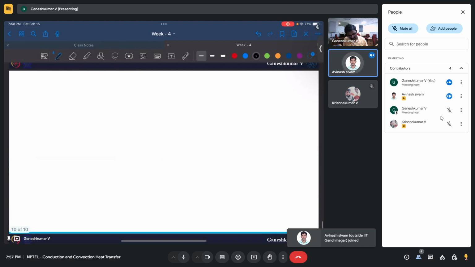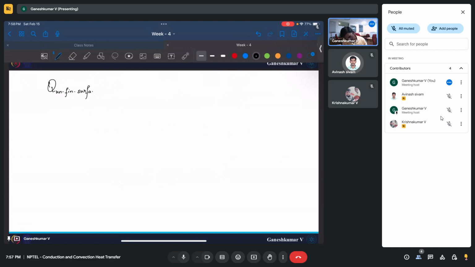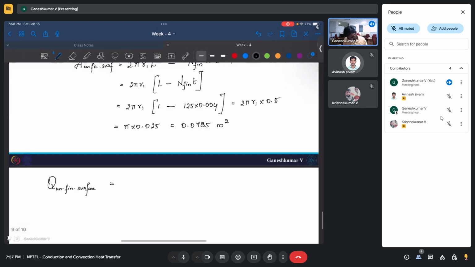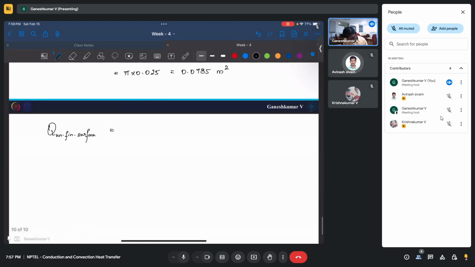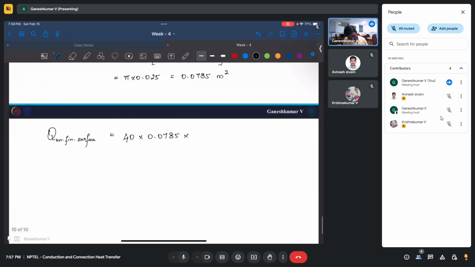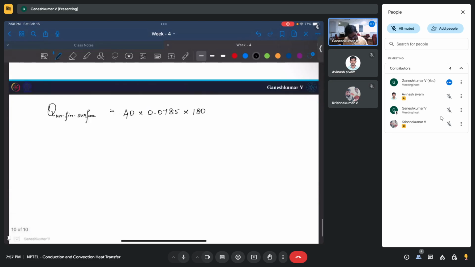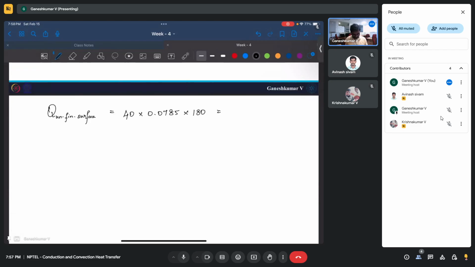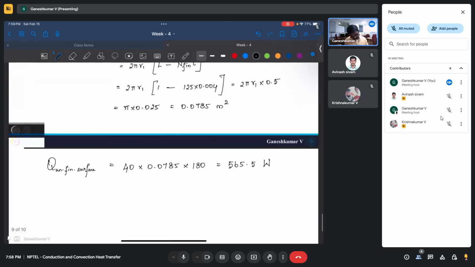So if I substitute them here, Q unfinned surface is going to be simply h, which is 40, times the area of the unfinned surface, which is 0.0785, which we just calculated, multiplied by theta b, which is 200 minus 20, 180. So this corresponds to some 565.5 watts.